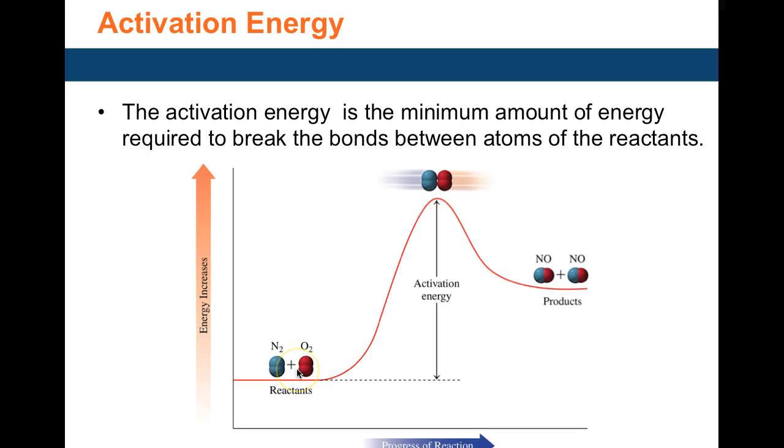All right, okay. So why do reactants climb the hill? To get to the other side and become products. All right, so that hill that they're climbing is called the activation energy. This is the minimum energy required for the reactant bonds to break and new bonds, the product bonds, to be formed.